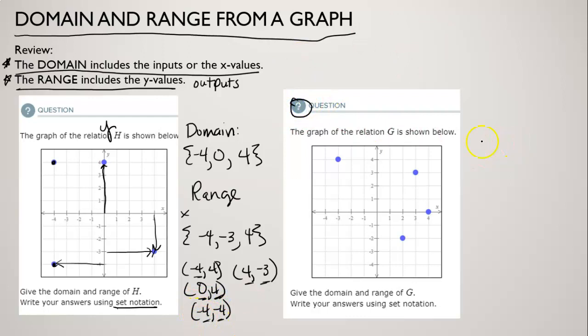You pause the video and try this one on your own. Don't forget your domain or your x values, your range or your y values.